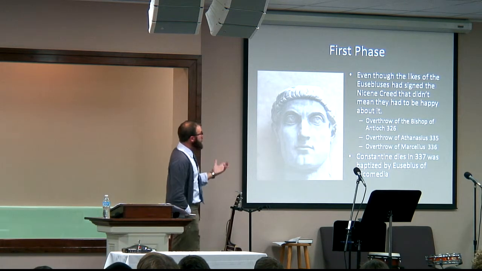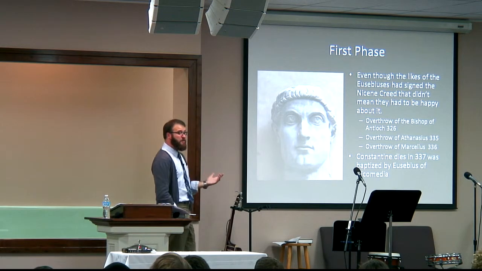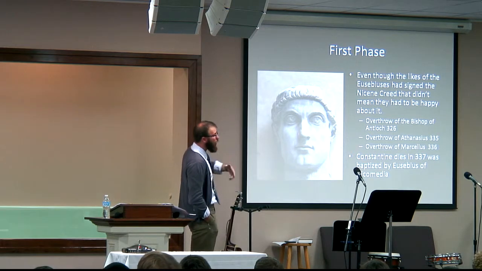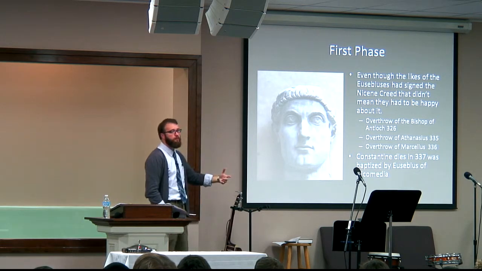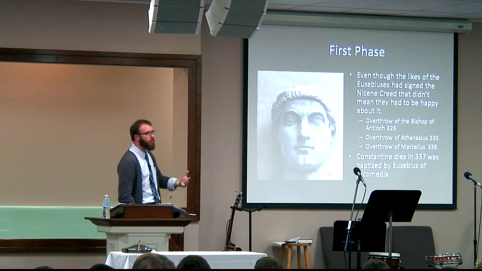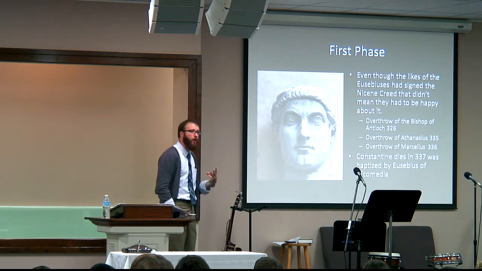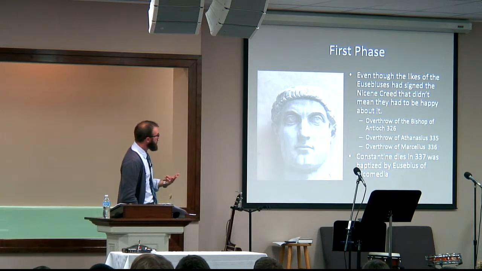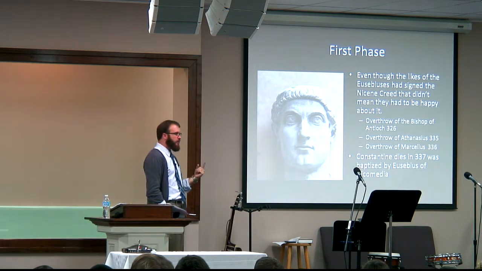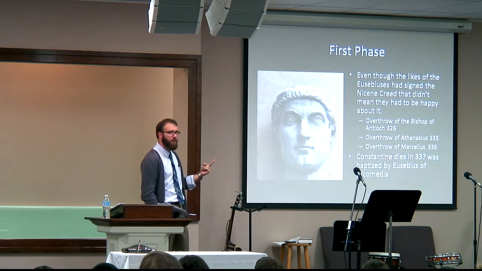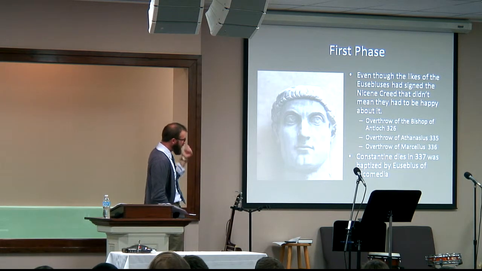Even though the likes of the Eusebiuses had signed the creed, they couldn't have been happy about it. And Eusebius of Nicomedia especially is going to start working to overturn or at least undo what Nicaea had done. He's going to do this by overthrowing his 3 most powerful opponents. The Bishop of Antioch makes his job pretty easy because he insults Constantine's mother. Never a good thing to do, so he was easy to get rid of.